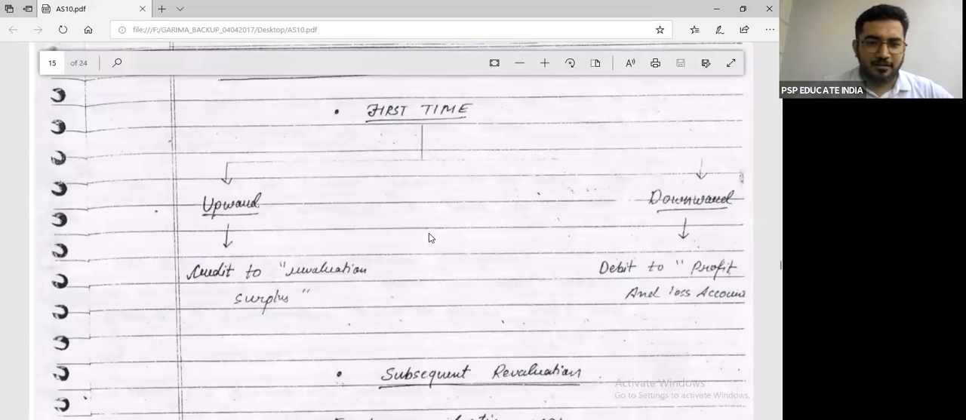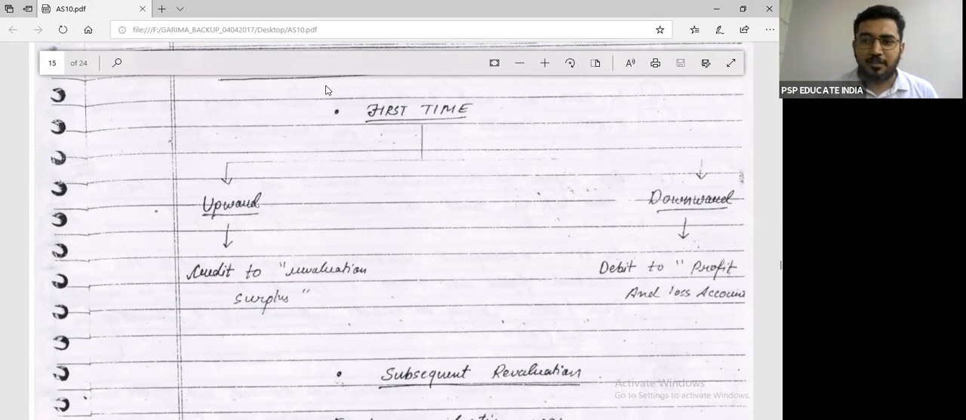Again, I am repeating. First time revaluation, if it is upward revaluation, we will credit revaluation surplus. If for the first time you do revaluation and it results in downward revaluation, in that case, you will debit the profit and loss account. Now come to the next one.